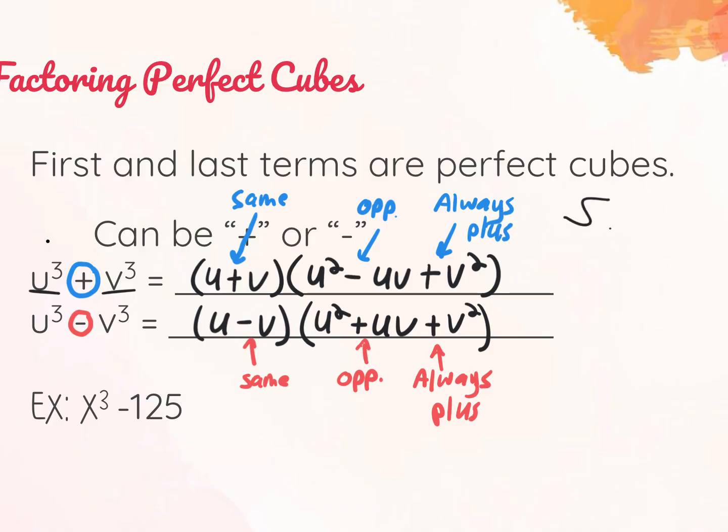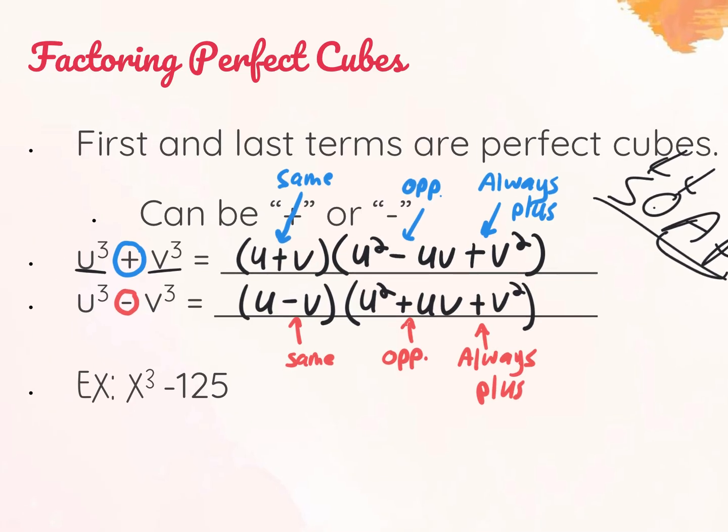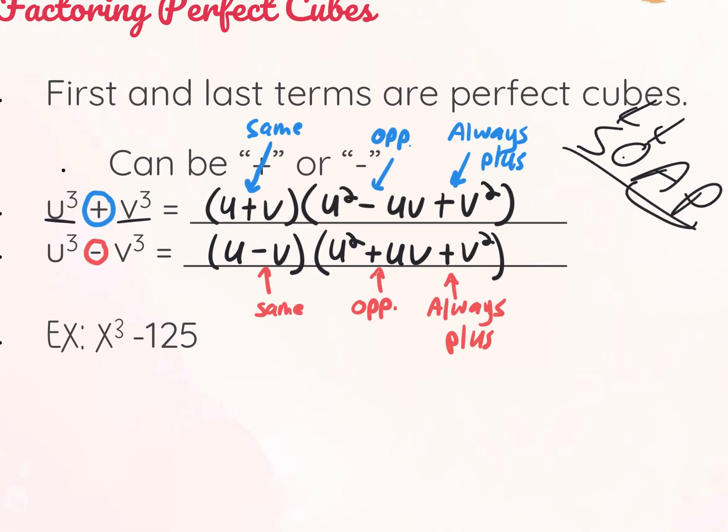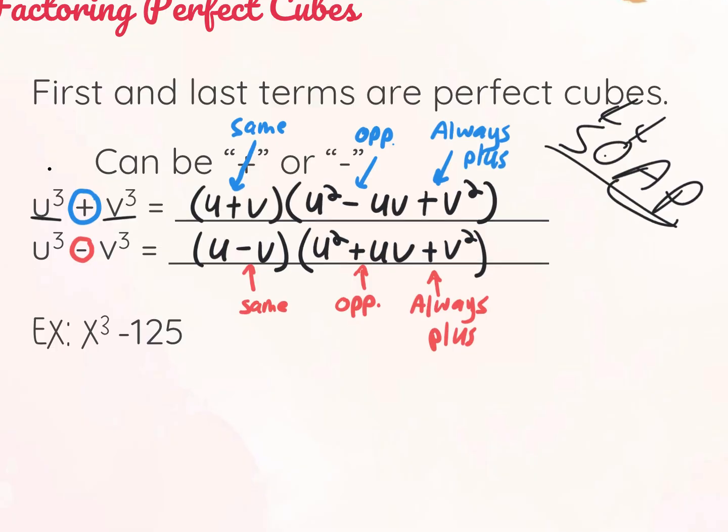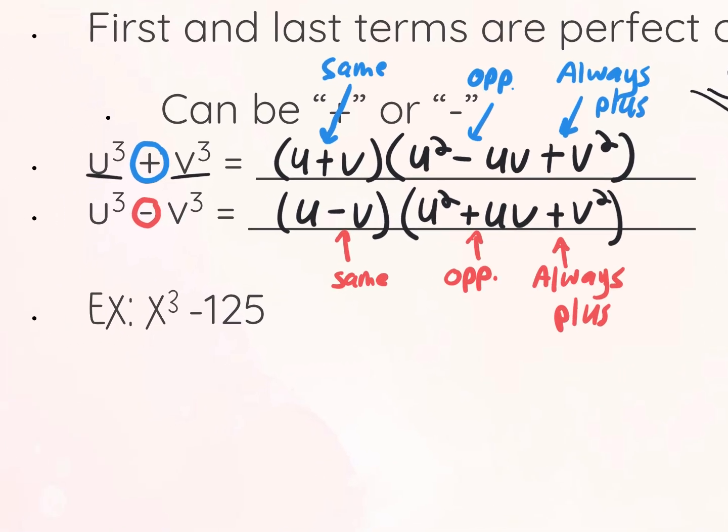So you can remember that using SOAP. Same, opposite, always plus. All right? I'll show you that with an example. All right, so x to the third minus 125. If you don't get it right now, that's fine. Let's just try this example.